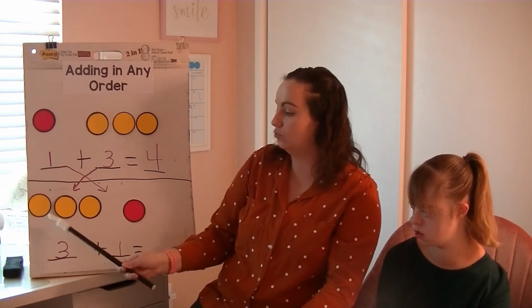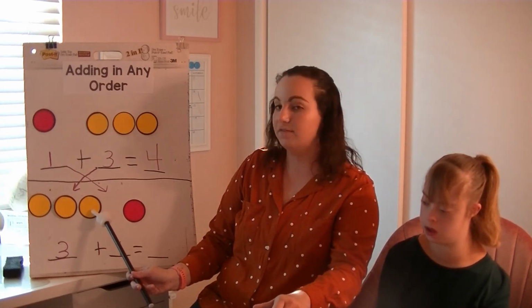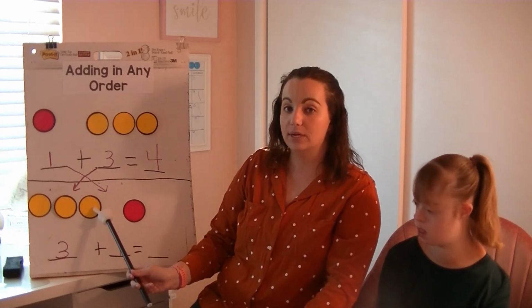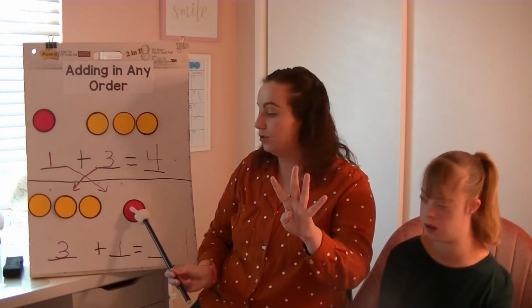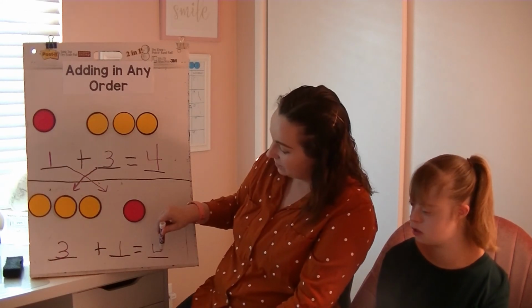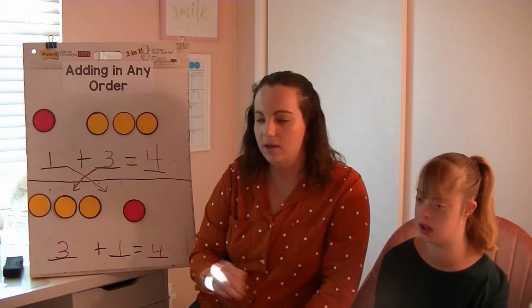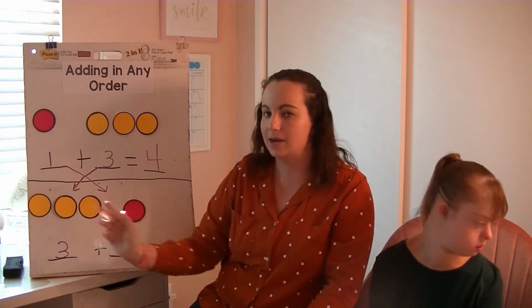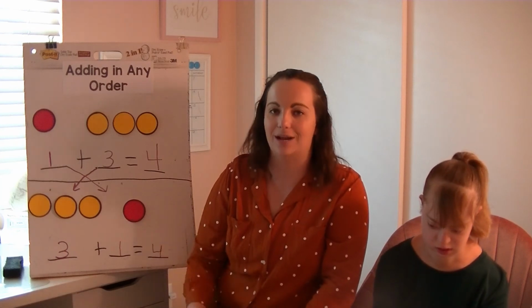We have 3. Let's count on to add one more. We have 3. What number comes after 3? Keep counting. 4. So 3 plus 1 equals 4. 4. Yes. If you already knew it was 4 because you are learning that no matter the order, the answer stays the same, great job. Thanks for letting us double check it, okay?